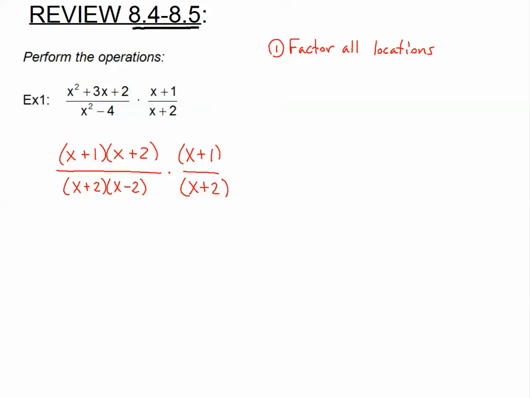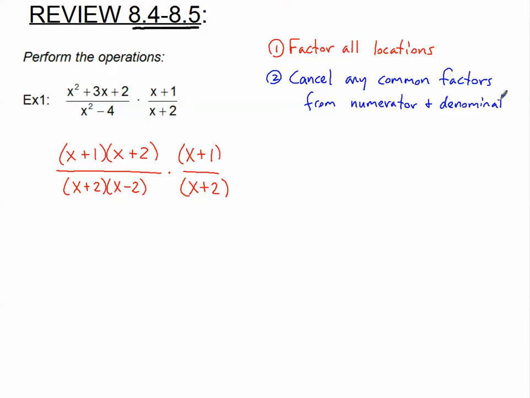Once you've factored all locations, now we're going to cancel any common factors from the numerator and the denominator. So any factor that you see in the numerator that is common with a factor in the denominator gets to cancel away. So let's see what we've got here.